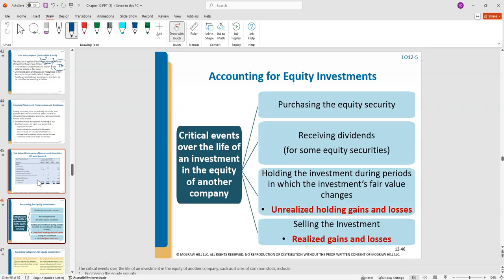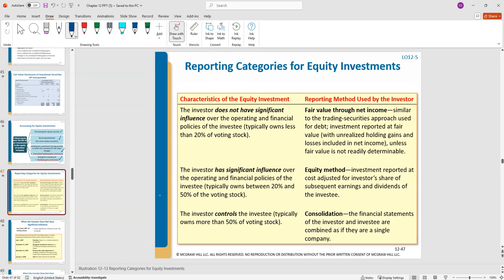Now let's move to equity securities, right? We'll look at how you deal with it when you buy it, how you deal when you receive dividends, how you deal with those unrealized gains or losses, and then how you deal when you sell the investment.